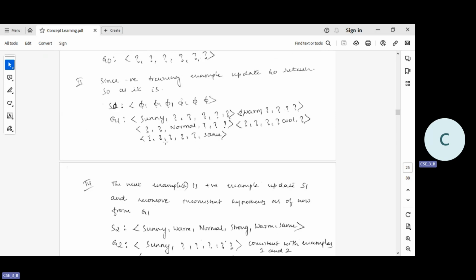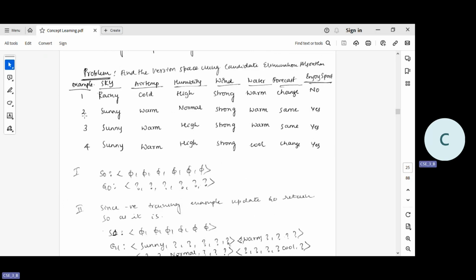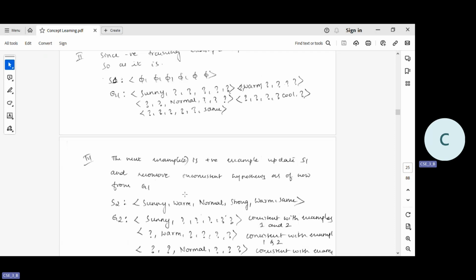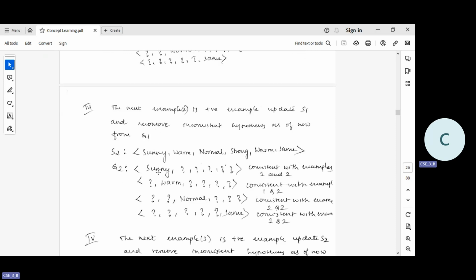So we can observe here, since it is a positive example, the attribute values are sunny, warm, normal, strong, warm, and same. Here it is not representing any attribute values. So now what we are going to do is retain and update this, that is sunny, warm, normal, strong, warm, same. So we are updating this. And in the generic attribute, we can observe sunny, then all question marks.